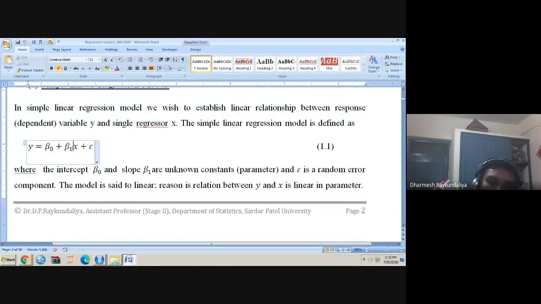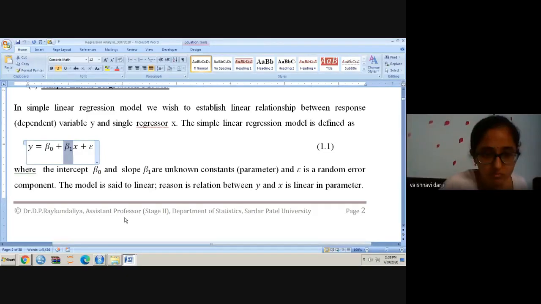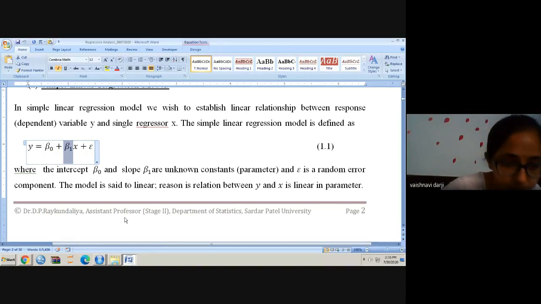Suppose I am putting beta 1 equal to 0 and beta 0 equal to 0, what happens to y? If I substitute beta 0 equal to 0 and beta 1 equal to 0, what will happen to y? Y equal to epsilon. Y will be epsilon.